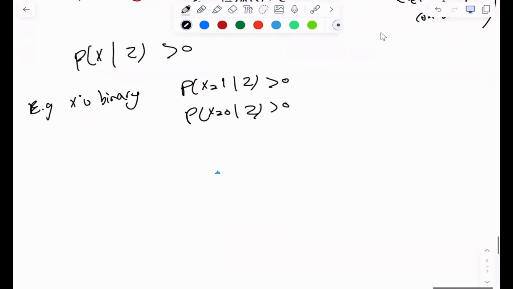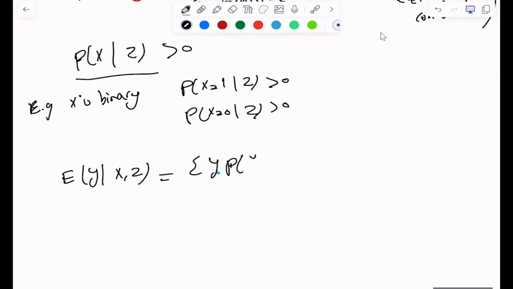Why is this important, guys? Let's say that this was not true. I want to tell you not to memorize this stuff. Let's say that you want to calculate this one, the outcome given X and Z. Let's just use our probability understanding. We say this one is equal to P of Y given X and Z.